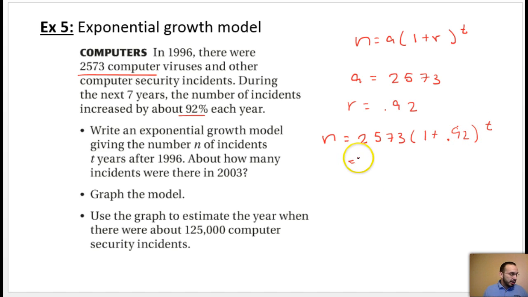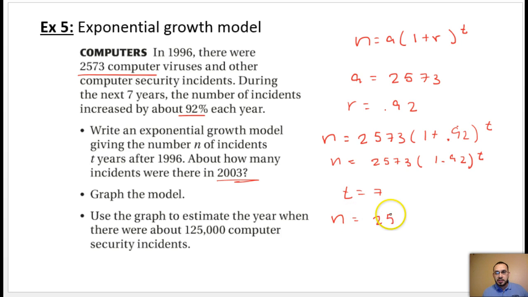If we elaborate on that, I have the work done on the side. This actually gives us that N is equal to 2,573 times 1.92^t. All right. This is what our model will look like. So if it says to figure out the number of incidents t years after 1997, about how many incidents were there in 2003, that is a 7-year difference. So we're going to plug in that t is going to equal 7 years. So all we have to do is substitute that in.